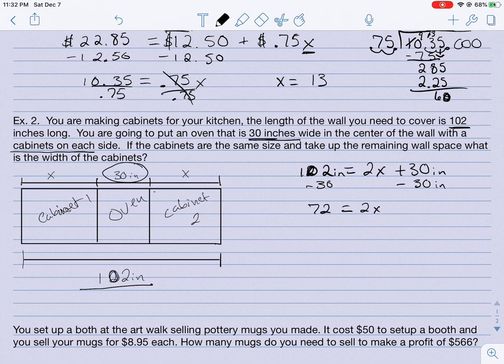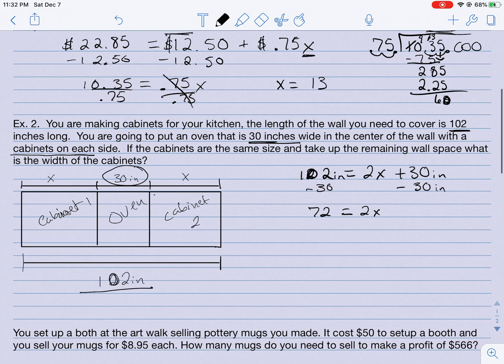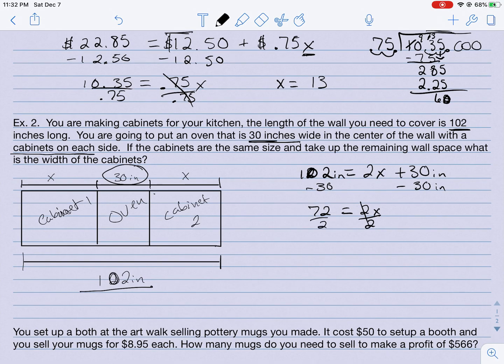Second step, we need to undo our multiplication. So to undo multiplication by 2, we divide by 2. Once again, 2 divided by 2 will give us 1. 1 times x will just give us x. And what we do to one side, we have to do to the other. So now we divide 72 by 2. And we should get 36 inches equals x. So our cabinets are going to be 36 inches wide.